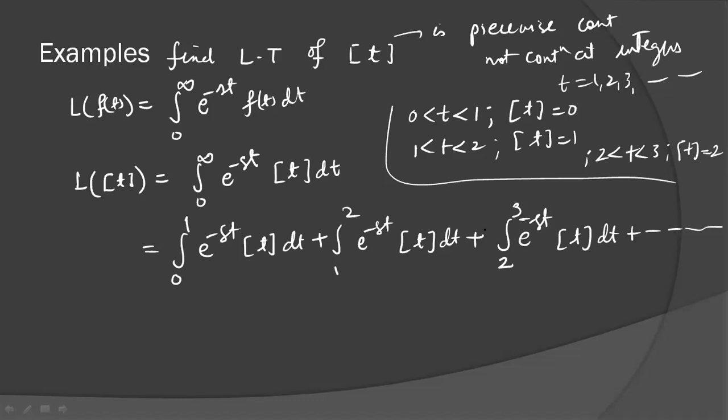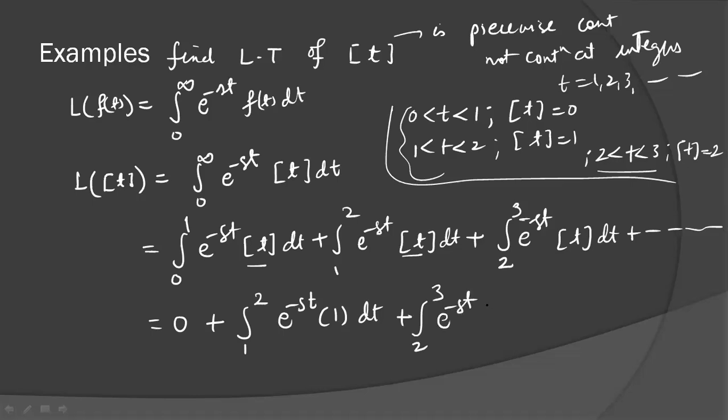The right hand limit is 3 and the left hand limit is 2. So we have to take the values of the function where the function is continuous. Inside these intervals the function is continuous. It is not continuous only at the integers. So the first term is 0 because between 0 and 1 this function is 0. From 1 to 2 it will be e to the power minus st into 1 dt. Plus 2 to 3 e to the power minus st, where the value is 2. For the next term, you can write 3 to 4 e to the power minus st into 3 dt plus so on.